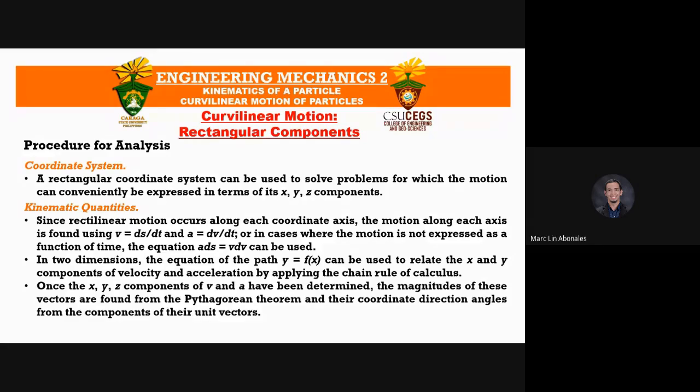And once the xyz components of v and a have been determined, the magnitudes of these vectors can be found from the Pythagorean theorem. So I mentioned the Pythagorean theorem for the velocity and acceleration, and their coordinate direction angles from the components of their unit vectors.